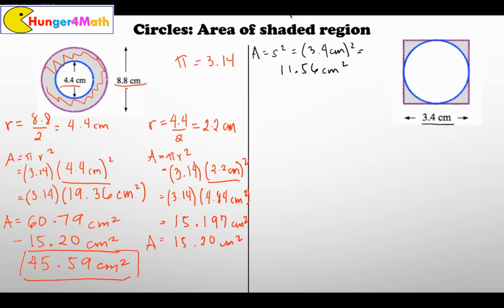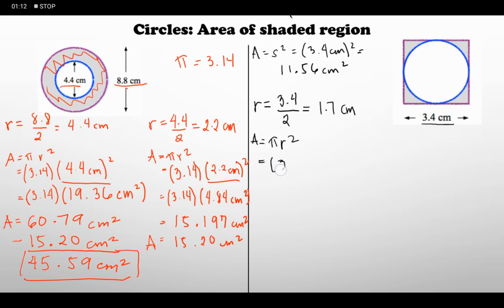Next, for the area of the circle, now since it is a diameter, we need to change it into radius. So that will be 3.4 divided by 2, and that is equivalent to 1.7 centimeter as the radius of your circle. Now we can substitute to the formula. Area is equal to pi r square, and the value of our pi is 3.14 times the radius, which is 1.7 cm, bracket square.